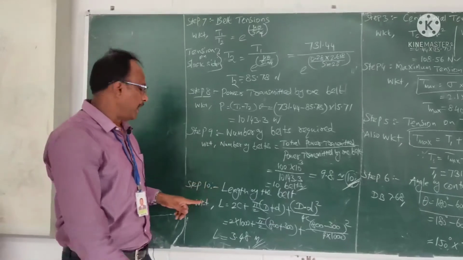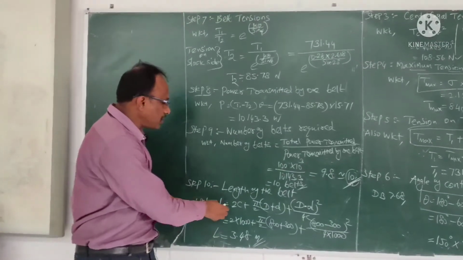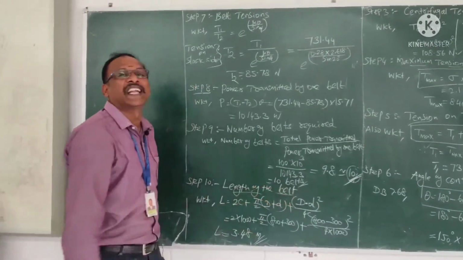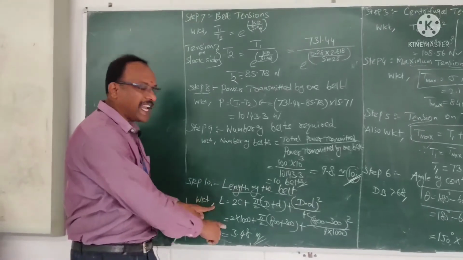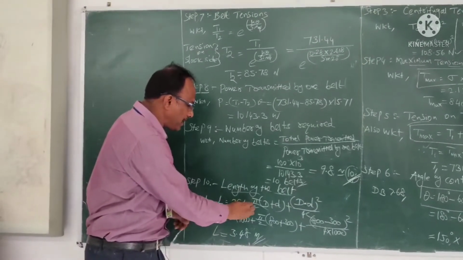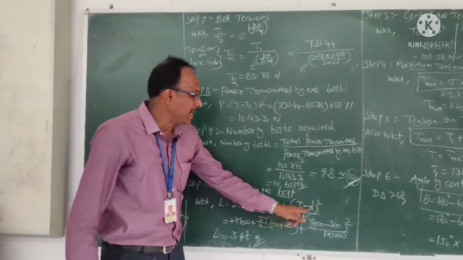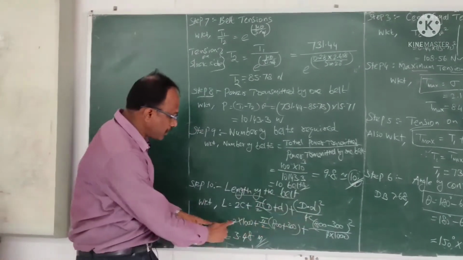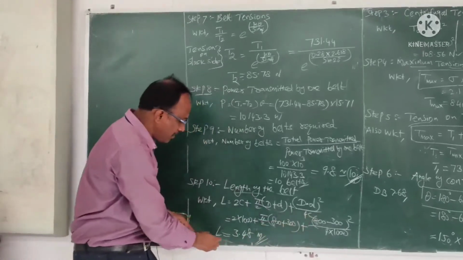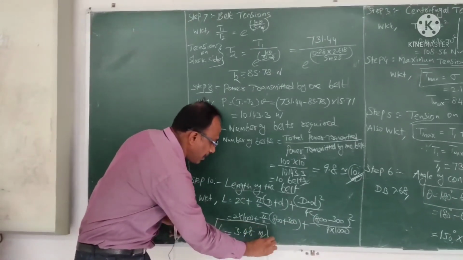Then last step is we need to find out the length of the belt. We know that L equal to, for open belt drive, 2C plus pi by 2 into (D plus d) plus (D minus d) whole square by 4C. Substitute these values, we will get L as 3.48 meter.